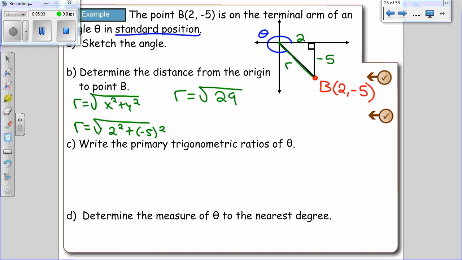All right, C. Write the primary trig ratios of theta. The primary trig ratios of theta. We're going to start with sine.